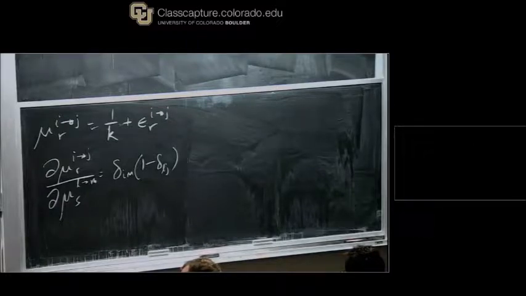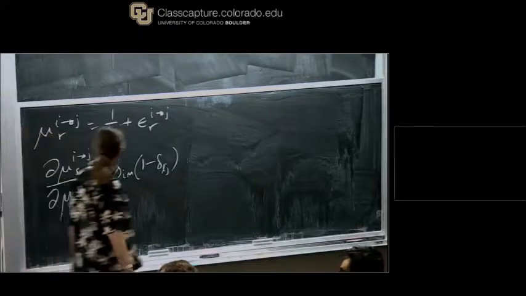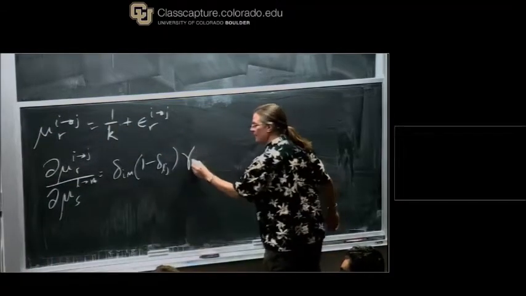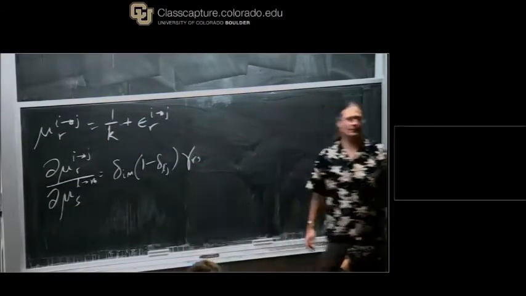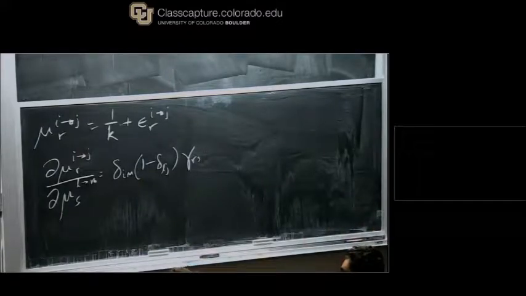I want to give that matrix a name. I will call it gamma. It's just the normalized version of this matrix. Okay? So that's kind of nice. We've already got that written down. This is just gamma times RS. Okay, nice and compact.